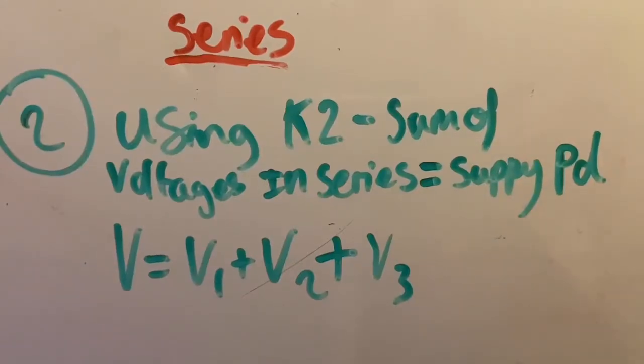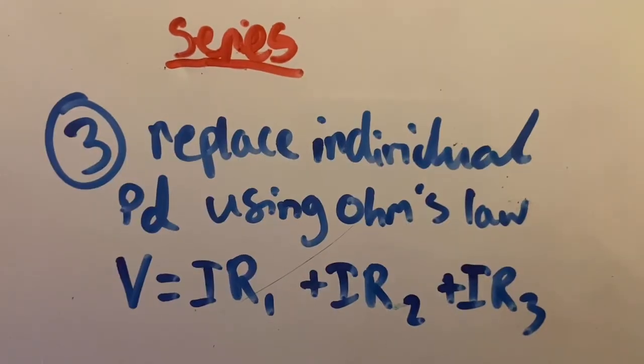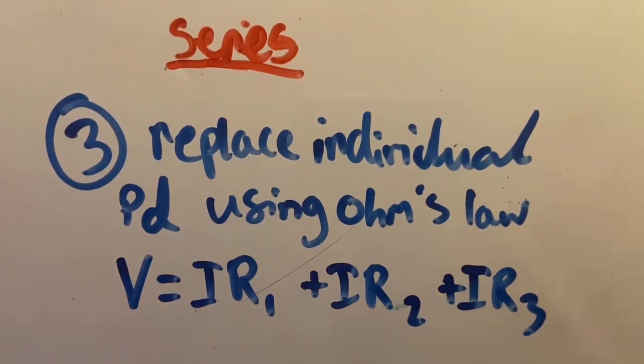So the second step is using Kirchhoff's law 2, the sum of voltages in series equals the supply PD, and you have to write V equals V1 plus V2 plus V3. The third step is you have to replace the individual PDs using the Ohm's law from the first step, and you write V equals IR1 plus IR2 plus IR3. This is basically substitution of the first step into the second step.